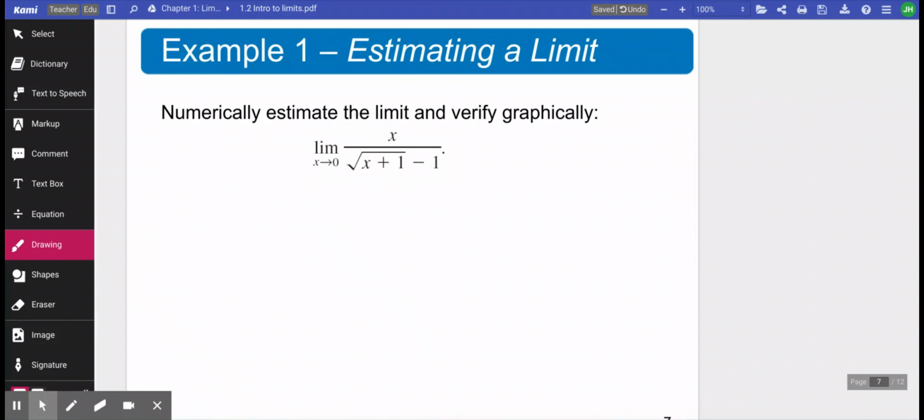Okay, so this one looks quite a bit scarier, and we're going to be learning how to deal with this algebraically. But once again, here we're just estimating numerically and then verifying graphically. So we're going to use our graphing calculator to fill in some values here. We're going to make our table of values because it's numeric. And we'll just call this f of x.